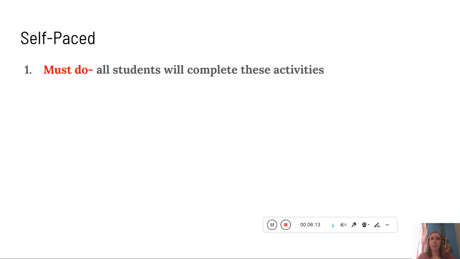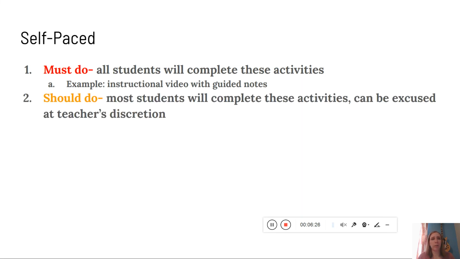Okay, it's self-paced. So everything that is a must-do, all students will complete. You have to complete those activities. An example would be the instructional video with guided notes. Absolutely must do for everyone. Then there's a should do, and it's all going to be color coded. So the red means it's a must do. Orange is a should do.